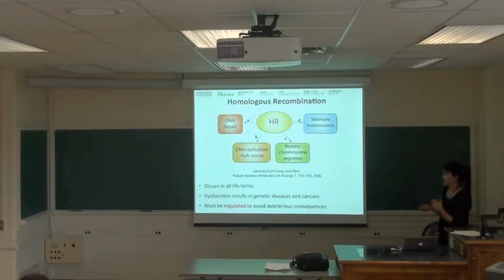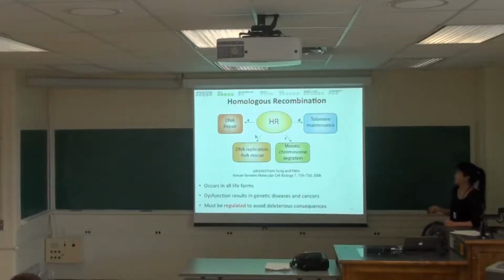So it is a very common process. It occurs in all life forms. And because of its importance, its dysfunction results in genetic diseases, such as many types of cancers, breast and prostate cancer included. And so this process has to be tightly regulated. You don't want to have it all the time, but you need to have it when it's needed. So there has to be means of down-regulating it, also means of up-regulating it. And so we know by a lot of literature evidence that when this process is disturbed at any step of the way, or any regulatory step gets disturbed, then there are deleterious consequences.